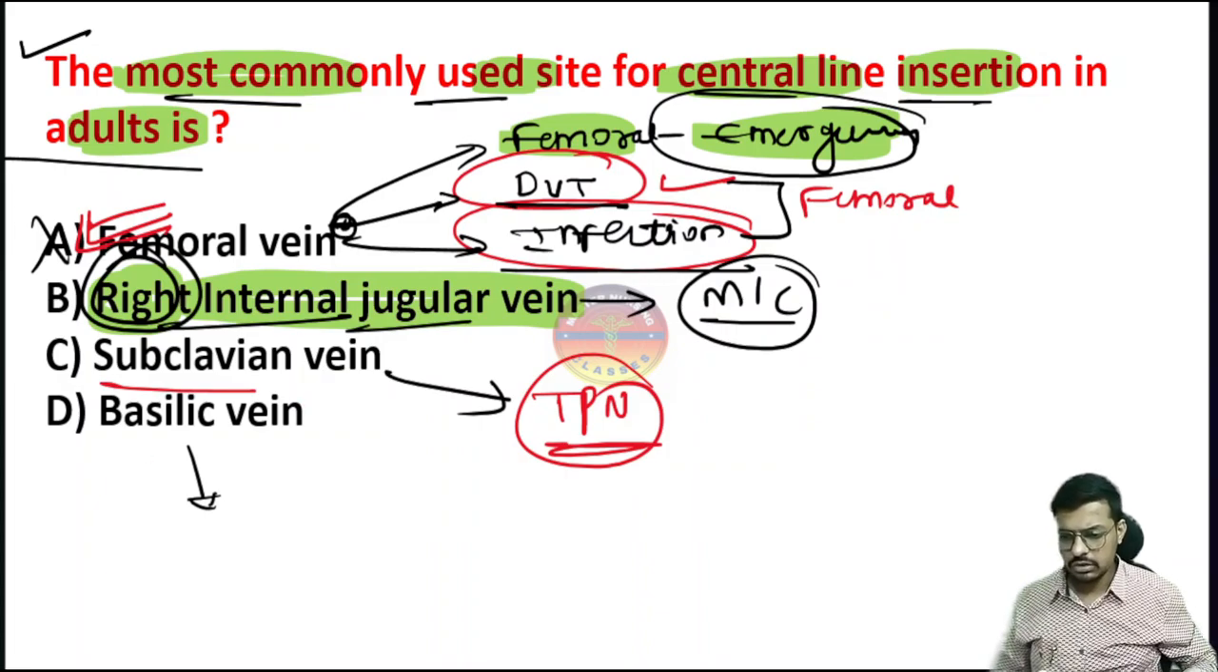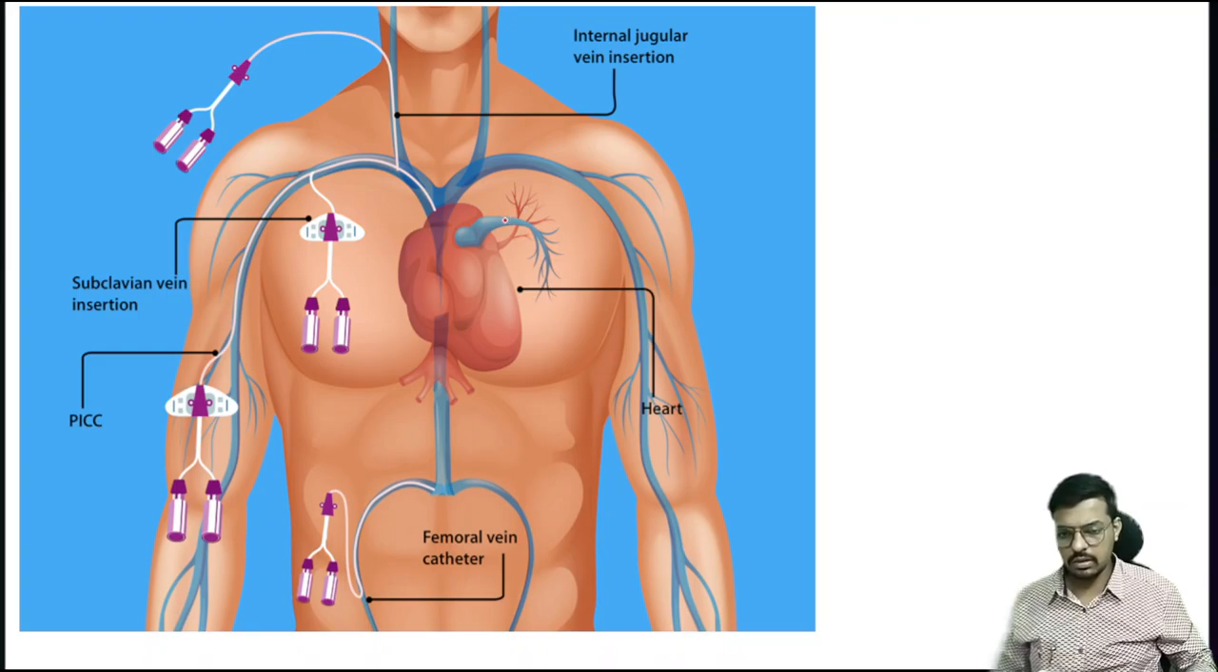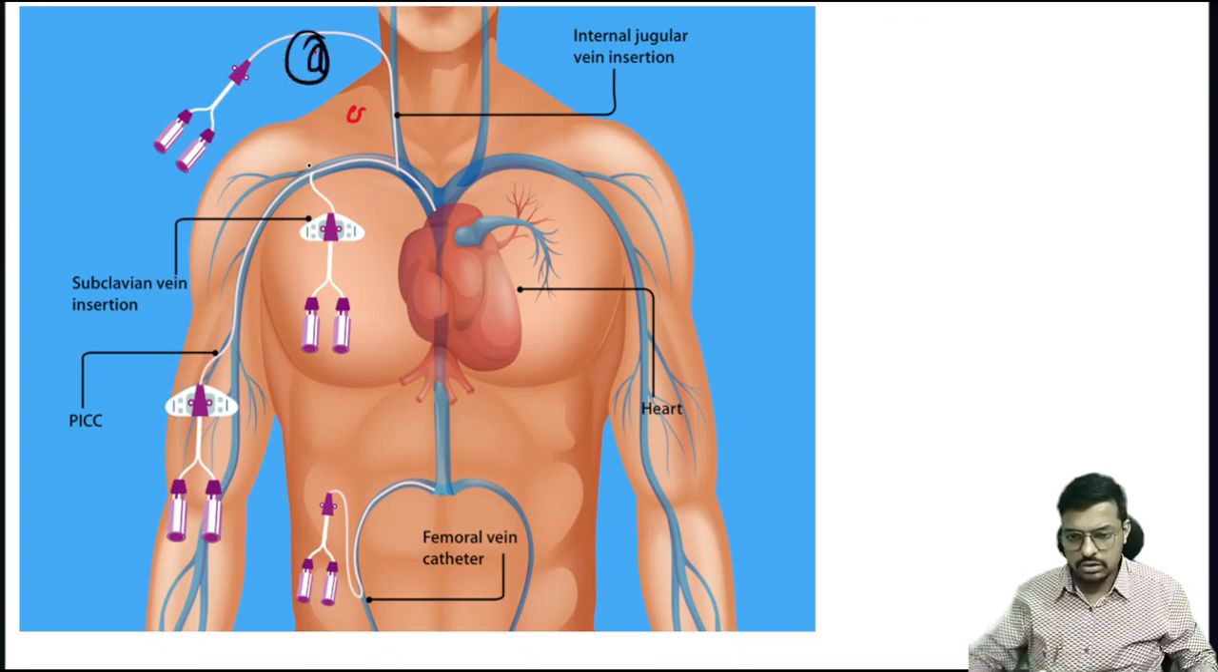Yes, so look at this one. Now choose the answer. This one is the right jugular catheter; I am giving it as option A. This one is the subclavian catheter; I am giving it as option B. This is our femoral catheter; I am giving it as option C.